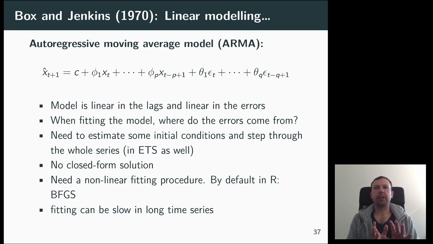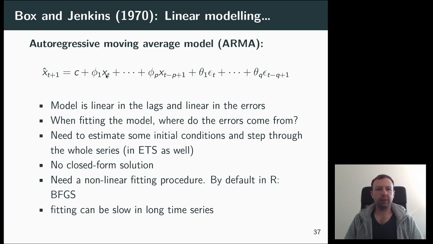Good. So that was one very prominent forecasting family, the exponential smoothing. Now let's look at another one, which is the Box-Jenkins modeling, presented in a seminal book in 1970, which is the autoregressive moving average model, or ARMA, AR, ARIMA, this type of modeling. So it's a linear model in the lags and in the errors.